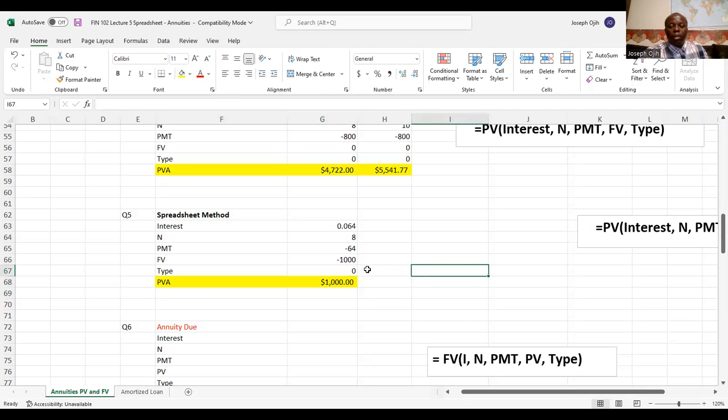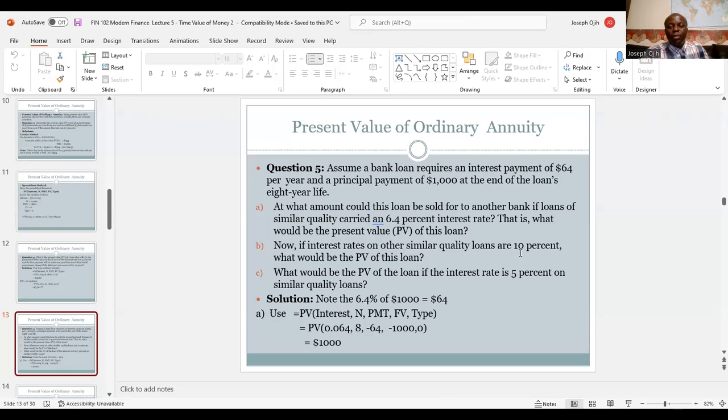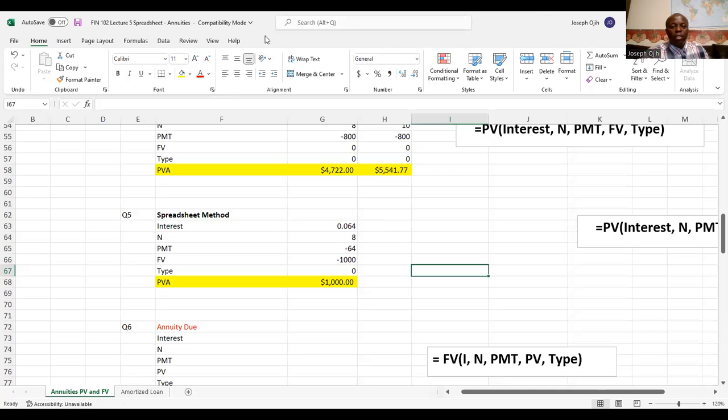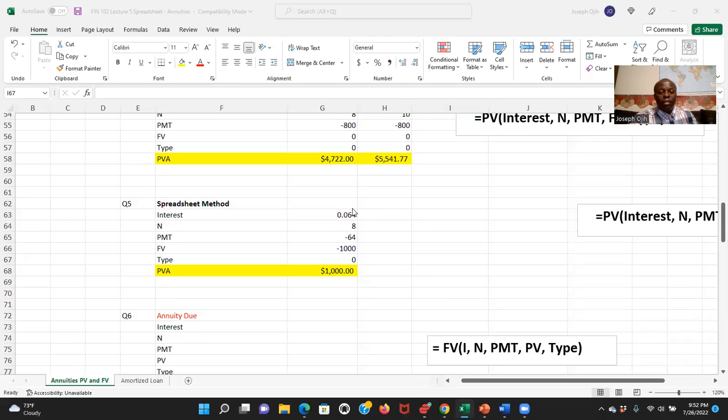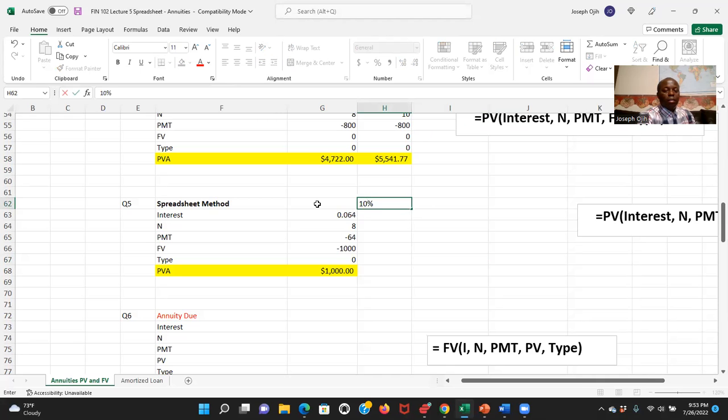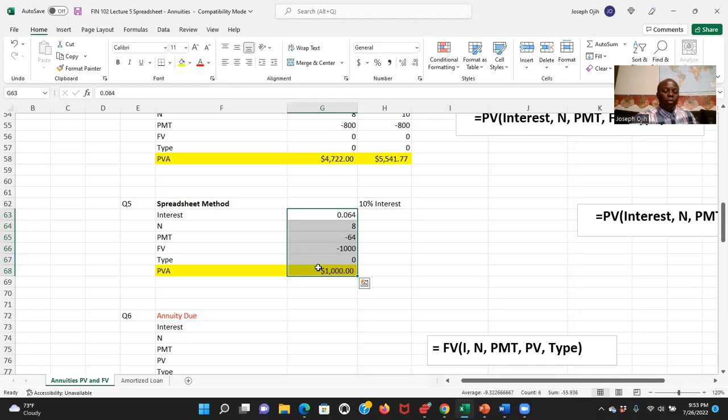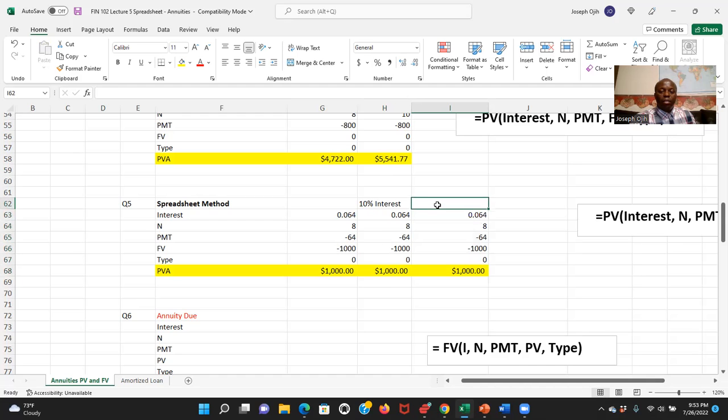Okay. So now, the other question they ask is part B. Now, if the interest rate on other similar loans is 10%, what would be the present value? So let us go to the spreadsheet. Now, in that case, 10% interest. One good thing about Excel is that when you do one calculation, you can copy the formula and use it for different computations. Now, this one is for 10% interest.